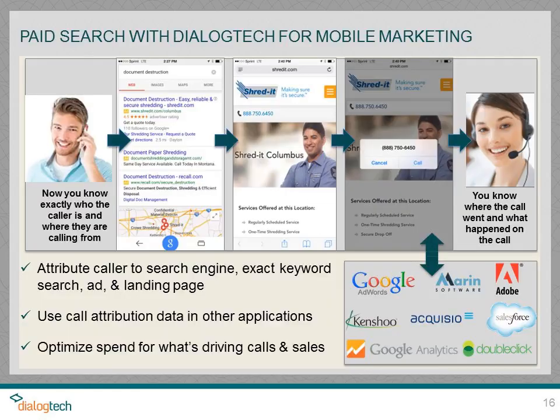So let's look again at that scenario I presented earlier, but this time have this marketer be using DialogTech for mobile marketing. Now the same scenario happened, but this time you know exactly who that caller is, and you know where they are calling from. You know the search engine, the exact keyword search, the ad, and the landing page that played a role in driving this call. You know where the call went. You know what happened on the call, whether it was a good call or a bad call, whether it resulted in a sale or not. And you're able to attribute all that data, and pass it into the third-party applications you use to optimize and track your marketing.